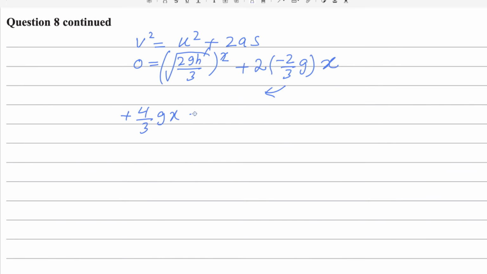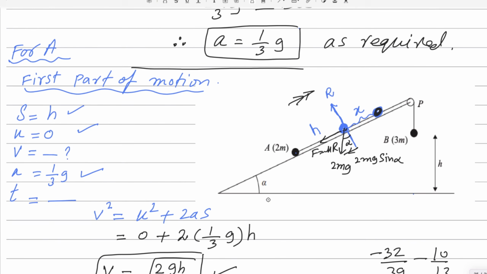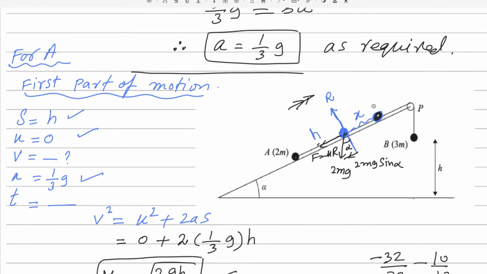The square root will be cancelled with the square, so it is left with 2gh over 3. g is cancelled from both sides, and also you can cancel 2 from both sides, and 3 is cancelled as well. Therefore, x will be equal to h by 2. Therefore, for the total distance traveled by A, we have to add these two distances, one is h and the other is x. We need to find that.